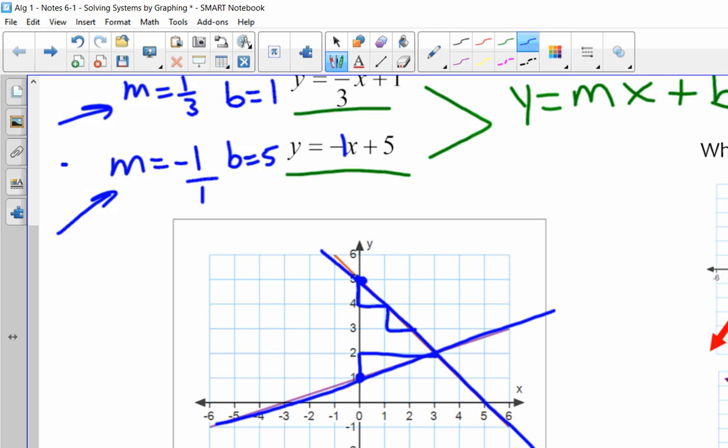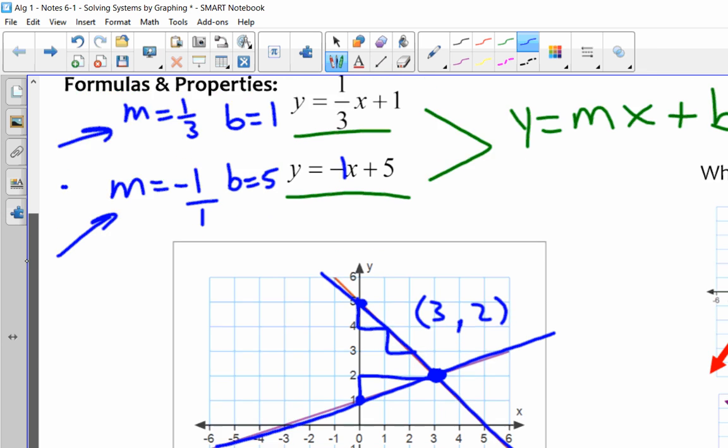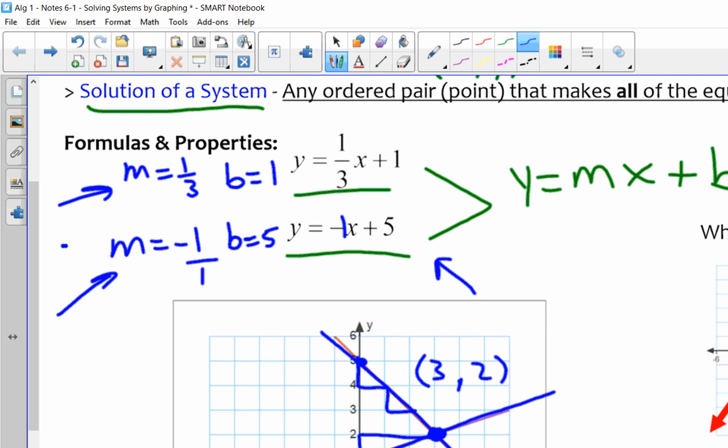What I'm looking for is if these lines intersect. These lines intersect, and the solution is that point. Your point is an x and a y value, and at that point, my x value is 3, and my y value is 2. So that's a solution, and I could take that point and plug it back into both equations, and I should get one side equals the other.